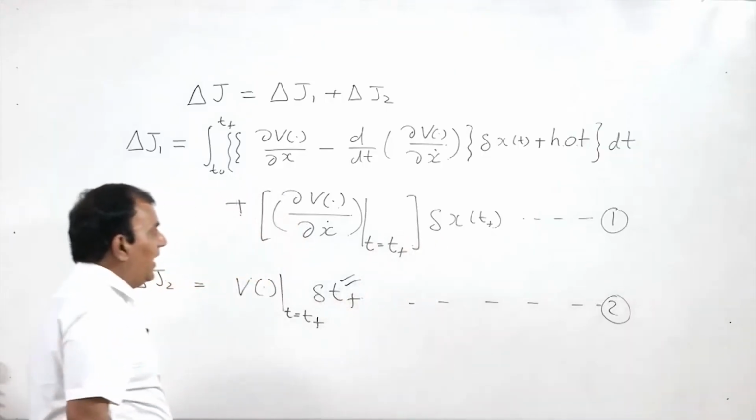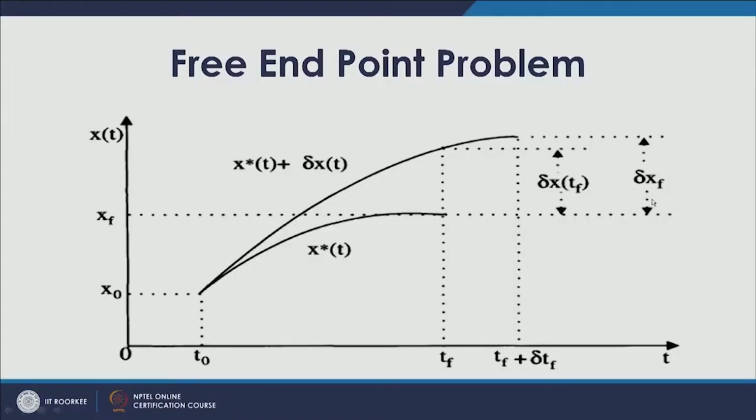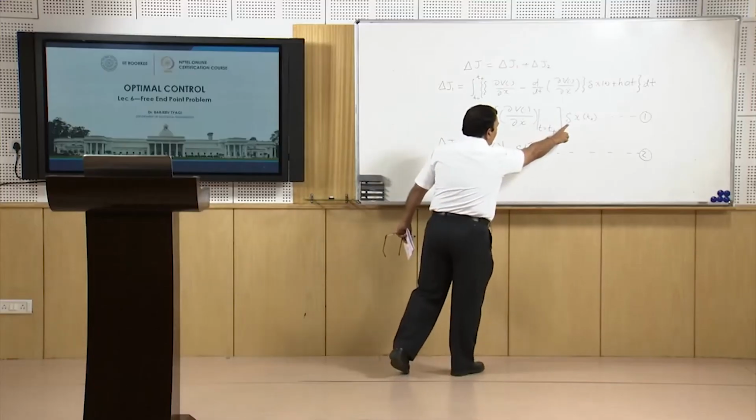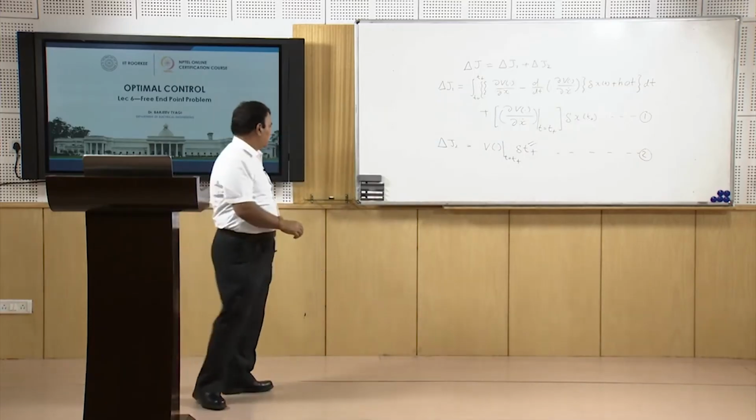see, like delta x of Tf, my final value is xf. So, I have to see whether delta x of Tf can be represented in terms of delta xf, because my final termination is at Tf plus delta Tf point, where I will have this value as delta xf. So, next we will see can we relate this delta x of Tf with delta xf.